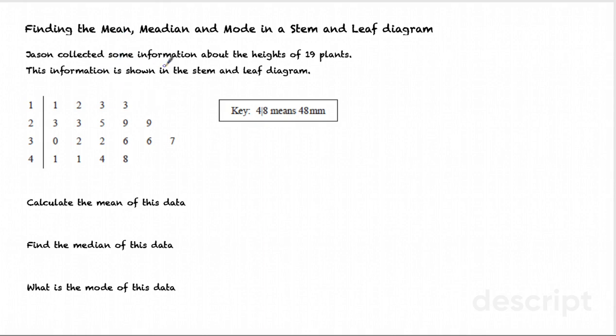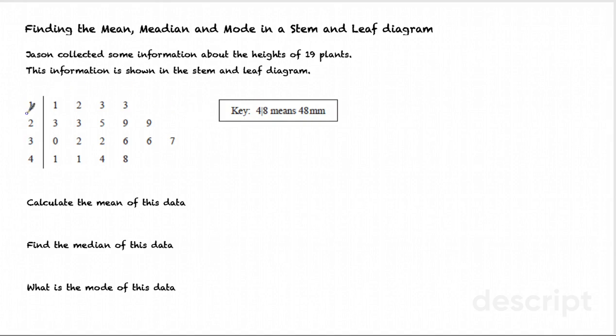Jason collected some information about the heights of 19 plants. This information is shown in the stem and leaf diagram. Our key tells us that 4/8 means 48 millimetres. So here is our stem and leaf diagram.